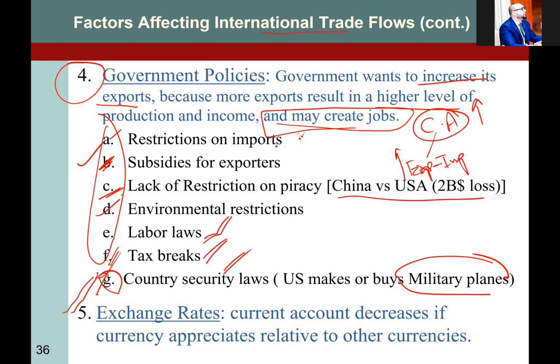Exchange rates, how they can affect international trade flows. The current account decreases if the currency appreciates relative to other currencies. It means if your country's currency, say the Chinese yuan, appreciates, then what happens? Its current account balance decreases. And why is that?